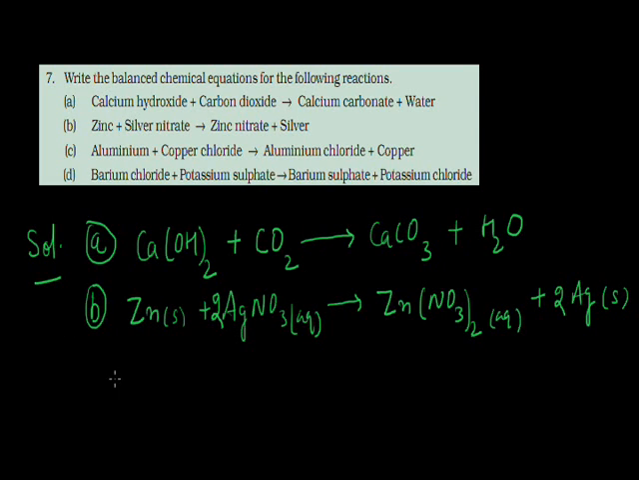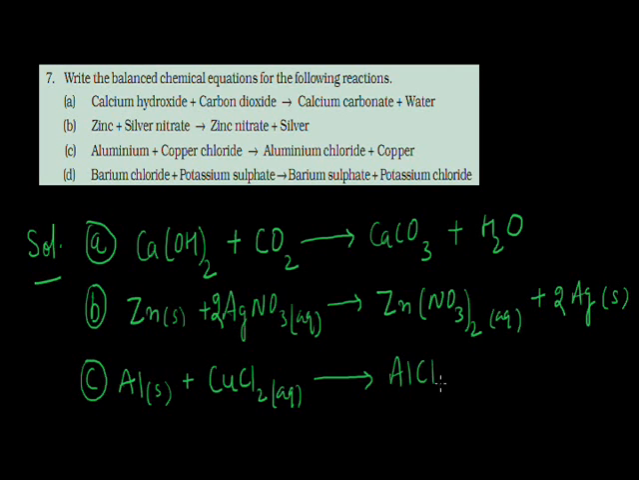The next is aluminium solid that reacts with copper chloride, CuCl2, aqueous, to form aluminium chloride, that is AlCl3 aqueous, and copper, that is solid.